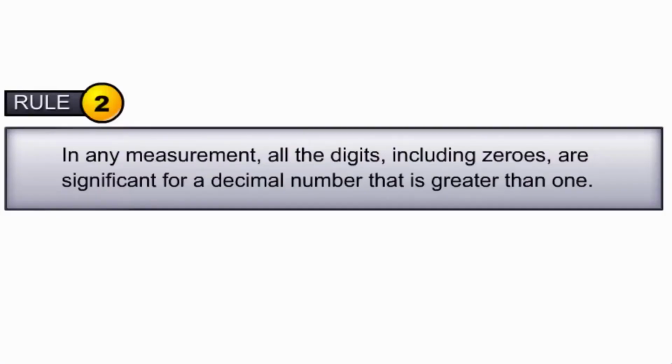The second rule says that in any measurement, all the digits, including zeros, are significant for a decimal number greater than 1.